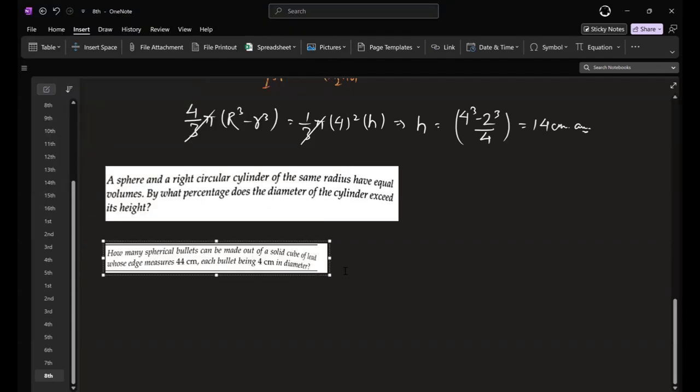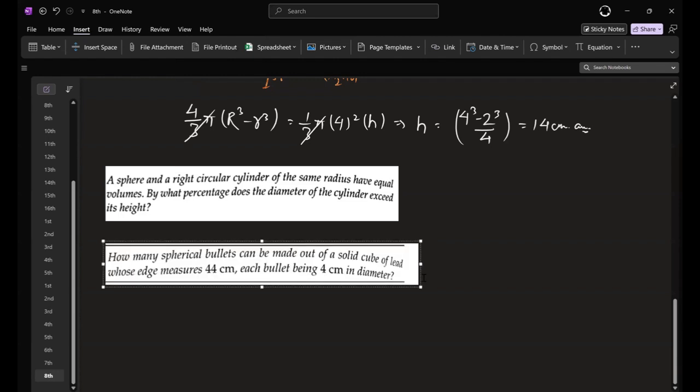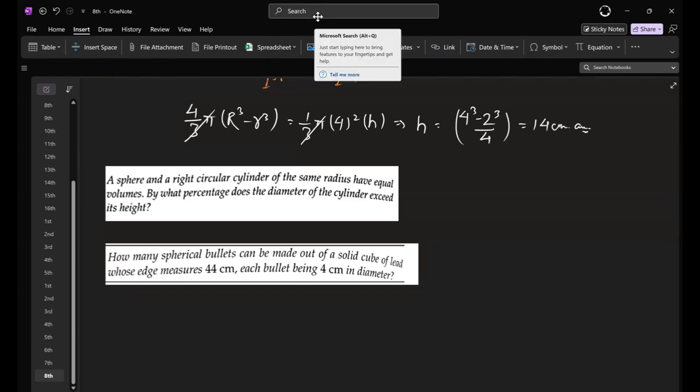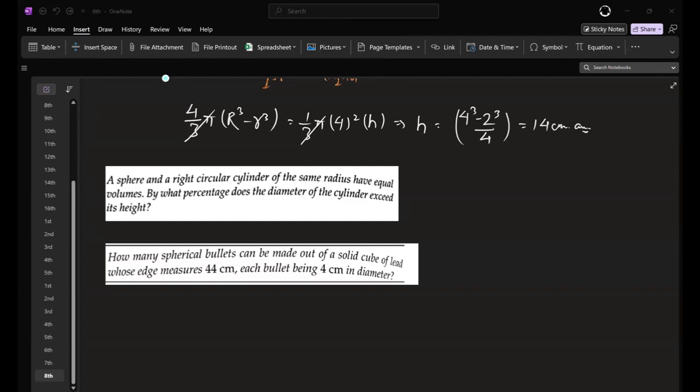Try this out. Again, directly equate the volumes. Okay. Is the edge the diameter? Oh, it's a cube. My bad. I thought it was. Never mind.